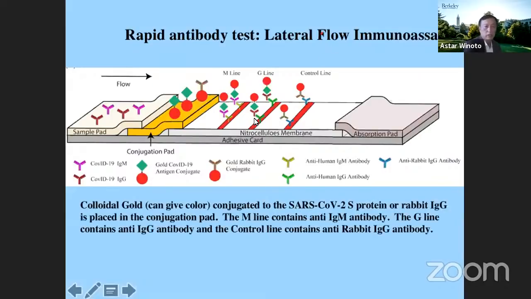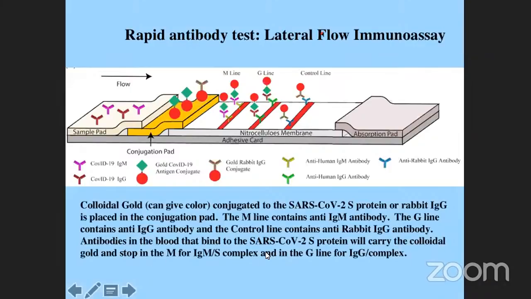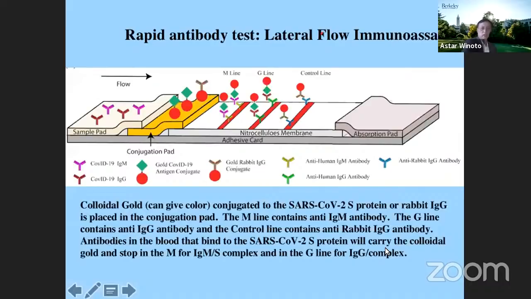Okay, so I actually said over here, colloidal gold can give color. It's conjugated to the SARS-CoV-2 S protein, or the rabbit IgG is placed on the conjugation pad. The M line contains the IgM antibody, the G line contains the IgG antibody, and the control line contains the rabbit IgG antibody. Antibody in the blood that binds to the SARS-CoV-2 protein will carry the colloidal gold and stop in the M for the IgM and stop in the G for the IgG.